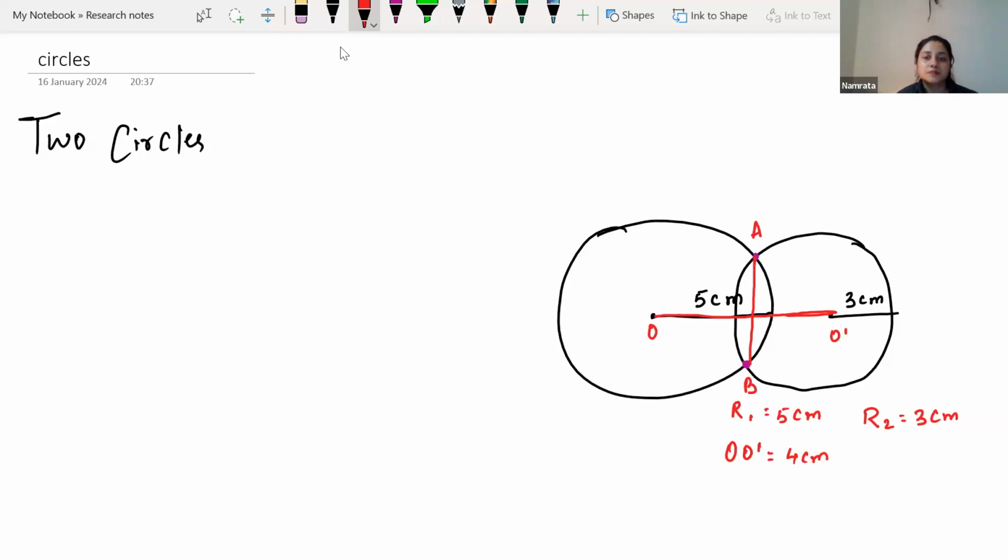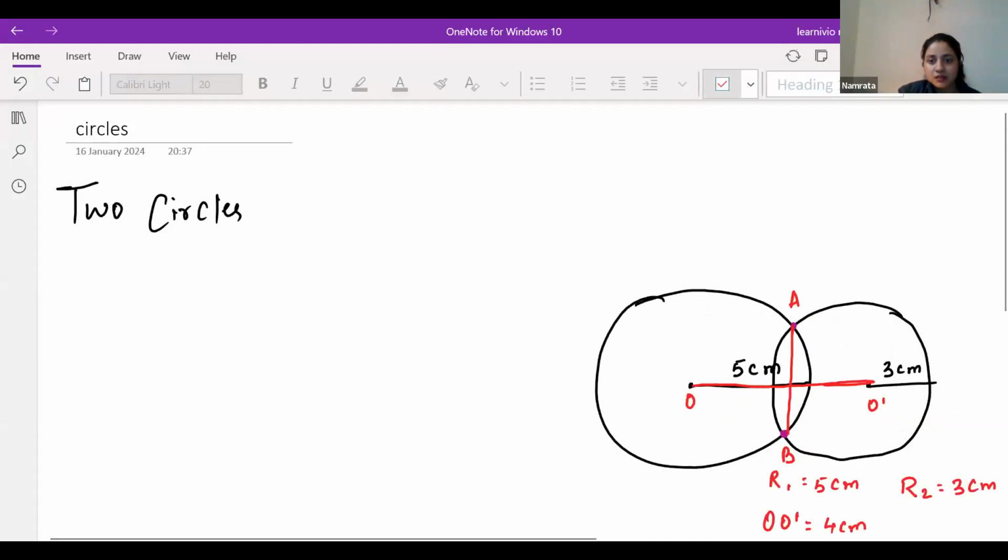Can you see it? Can you see the common chord? Yes, ma'am. Okay.